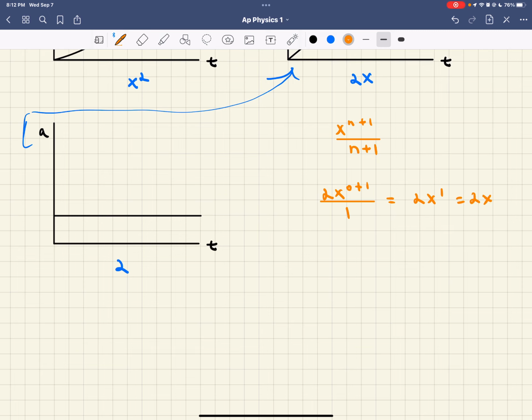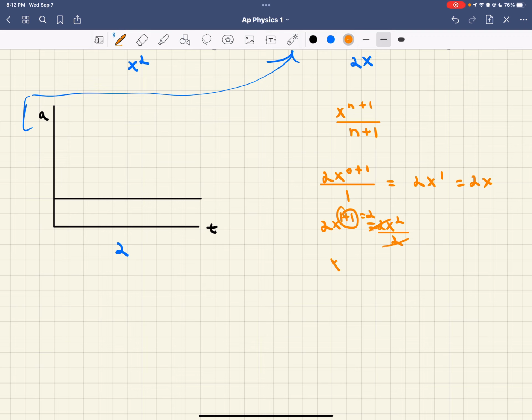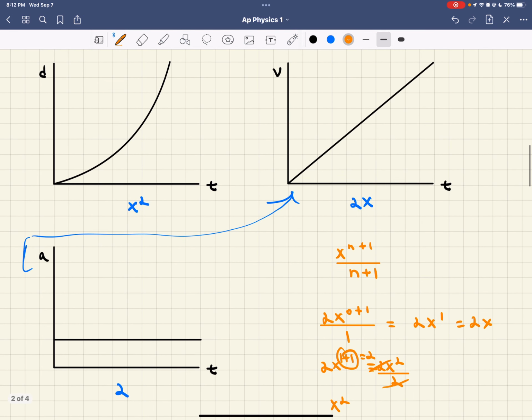Now from 2x to x squared, it'll be the same thing. It'll be 2x to the 1 plus 1, so that's x squared, and it'll be 2x squared over 2, because 1 plus 1 is equal to 2. So now these two cancel and you get x squared. But yeah, that's pretty much how you solve for it. And this makes sense because if you think about it, in a VT graph, it's linear. So if it's linear, the acceleration would be constant. It will be 0.